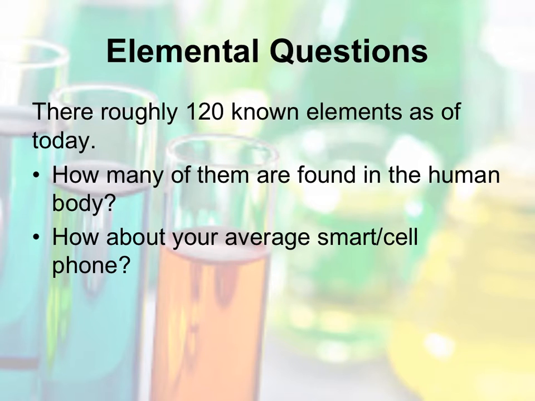So I want you to answer these questions in a few seconds. How many of the elements of the 120 known are found in the human body? Now, when I say they're found in the human body, I mean they could be bonded to other elements, but they are found somehow in the human body. And the same thing with your smartphone. How many of the elements are found either in compounds or by themselves in a smartphone? So when you're ready, stop the video and answer the questions. So stop the video now.